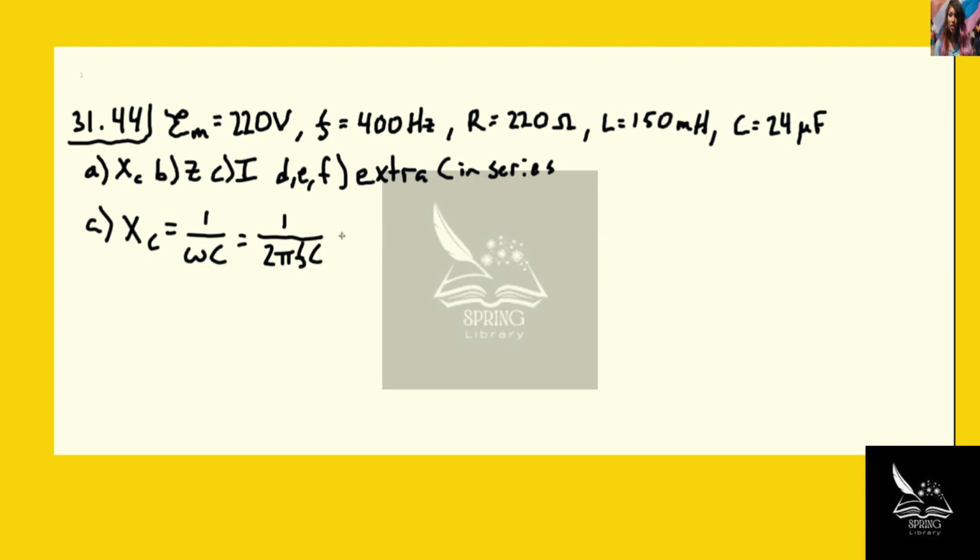So for part A, we know that the reactance of a capacitor is 1 over omega times its value. Now we're given the regular frequency, so we have 2 pi f times the capacitance. Putting our numbers in, we get 16.6 ohms.